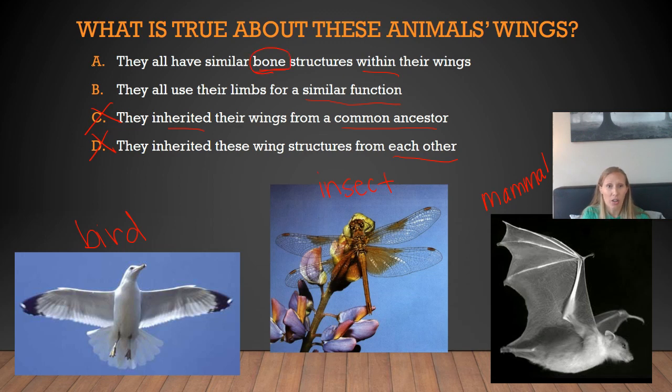They do not all have bones. The dragonfly only has wings that are like one cell thick. You can see through the wings of that dragonfly. A bird has feathers. A bat doesn't have feathers. It just has this skin stretched out, but you can see the bones in here. Okay. So B is the best answer. They all are using their limbs for a similar function. This is that biogeography thing, similar kind of environment, similar kind of behaviors, flight. So they have a similar feature, but they did not inherit it from a common ancestor.